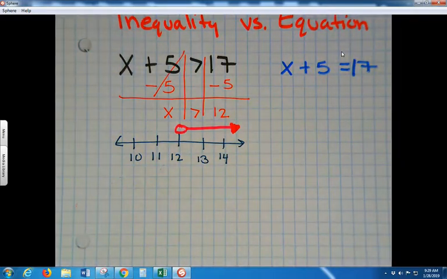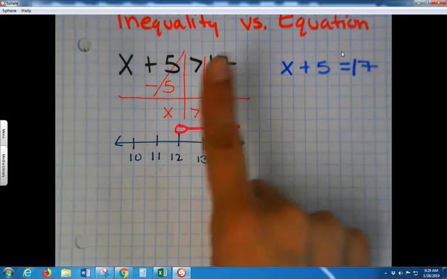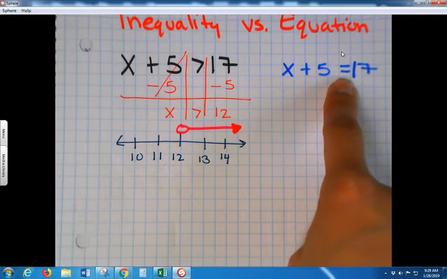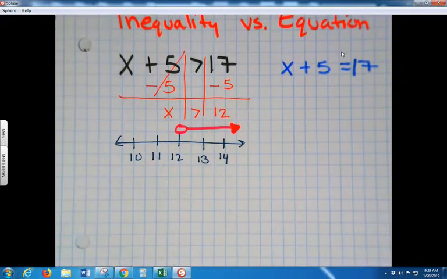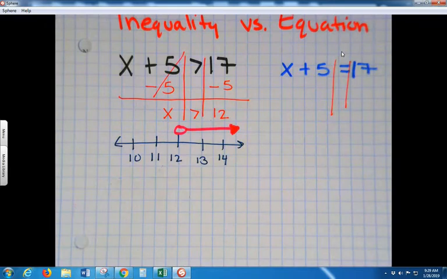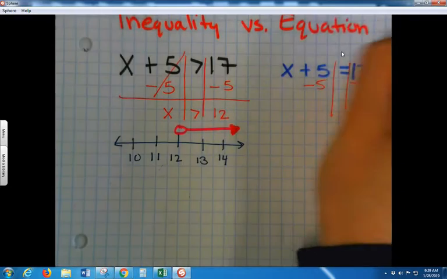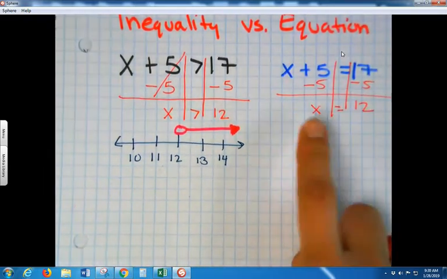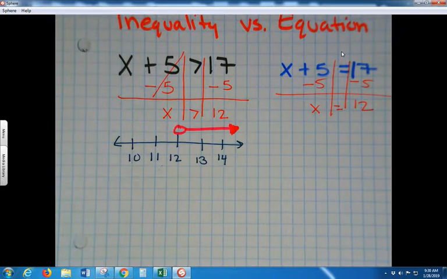Who can tell me what is the difference between an inequality and an equation? Alana? The equal sign, right? This has an inequality of a greater than symbol, and this is an equal sign, an equal to. Okay? Gee, I wonder how we're going to solve this equation. Yeah, the bars. Gee, I wonder what's going to be our next step. Oh, that's pretty easy. So x equals 12.